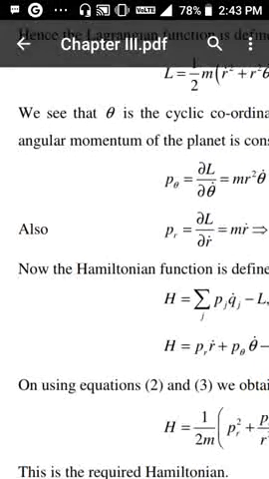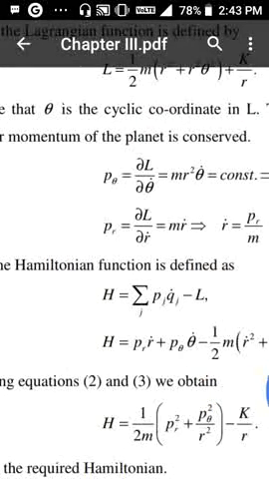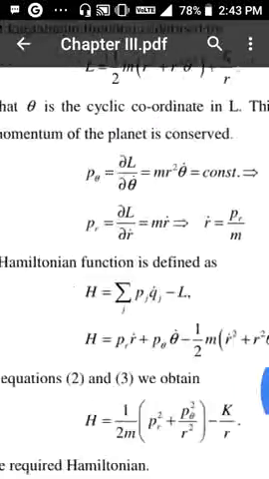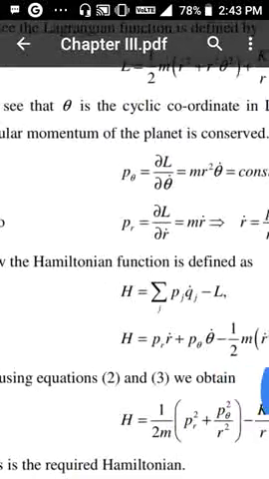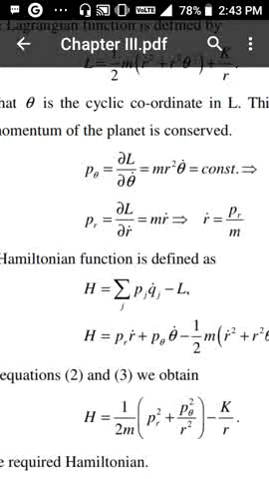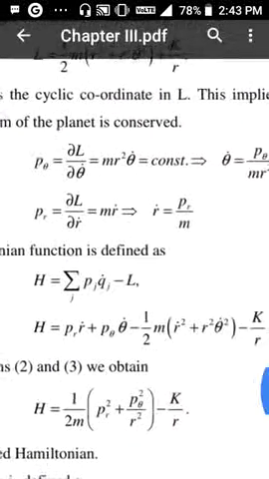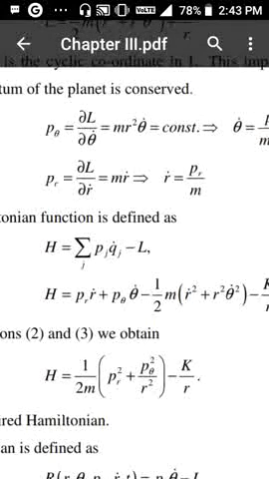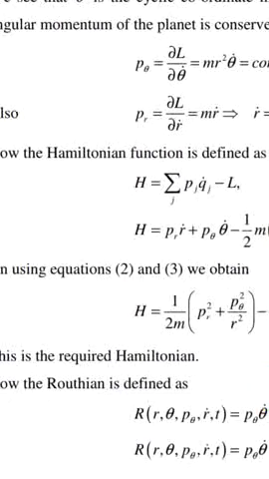We see that theta is a cyclic coordinate in L. This implies that the corresponding generalized momentum, the angular momentum of the planet, is constant: p theta is equal to del L by del theta dot is equal to m r square theta dot is equal to constant, so theta dot is equal to p theta divided by m r square. p r is equal to del L by del r dot is equal to m r dot, therefore r dot is equal to p r divided by m.